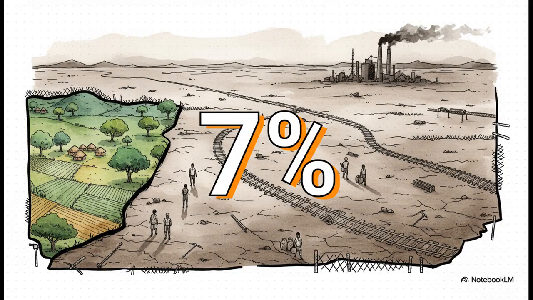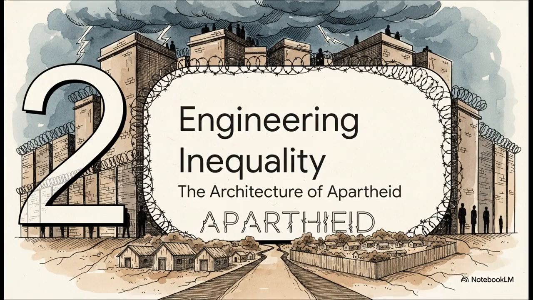7%. Just let that number sink in for a minute. That's the total amount of land that the 1913 Land Act set aside for the huge Black majority. So you see, this law wasn't just about taking land. It was about completely blowing up a way of life, forcing millions of people into working for wages on farms and in mines.